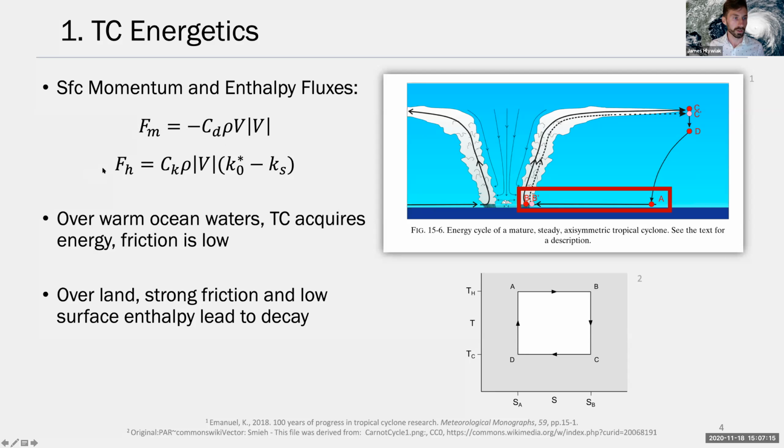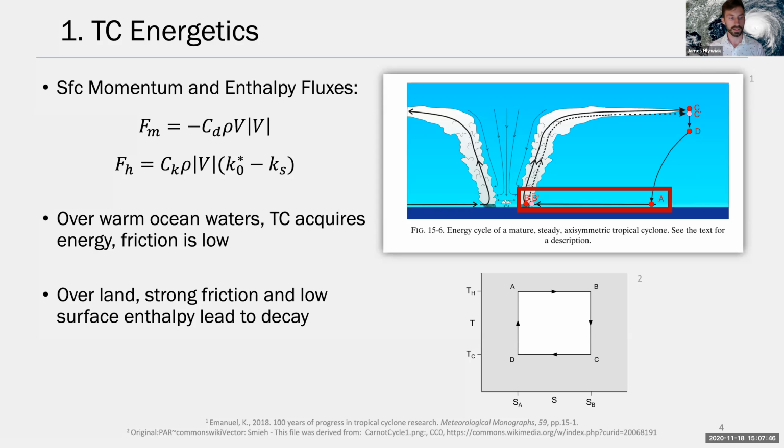Here's the equation for enthalpy, which is a function of C_K, which is the coefficient of enthalpy exchange, but also of the saturation entropy or saturation enthalpy difference. So the warmer the ocean and the cooler the surface above it, the more heat exchange occurs from the surface into the cyclone. So over warm ocean waters, this works pretty well, and the TC acquires energy and friction is low.